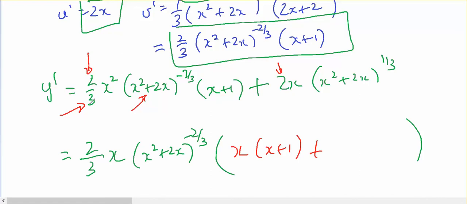Plus the 2 went out the front, the x went out the front. However, I also divided by 1/3, and 1 divided by 1/3 is 3. And then (x squared plus 2x) to the negative 2/3 went out the front, so therefore that's left with 1, because the difference between minus 2/3 and positive 1/3 is 1.